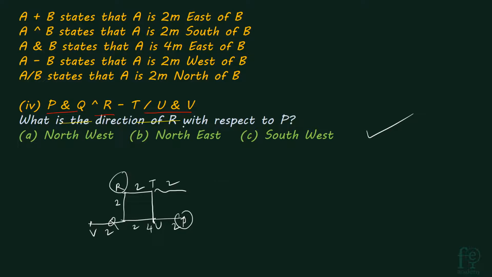What is the direction of R with respect to P? So R is here and P is here. Which direction is R with respect to P? It will be in the northwest direction. So A will be our answer.